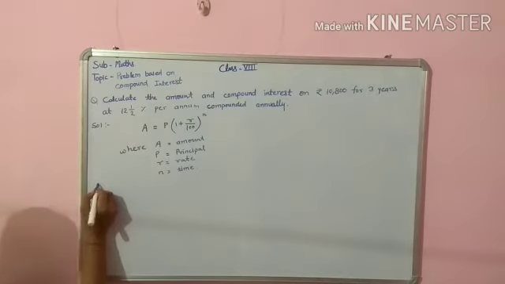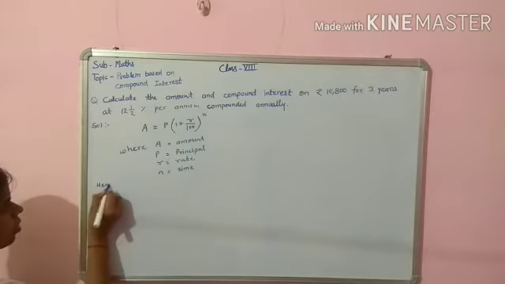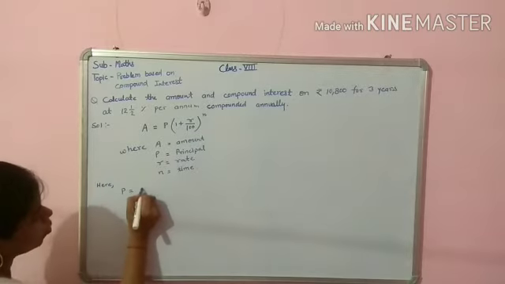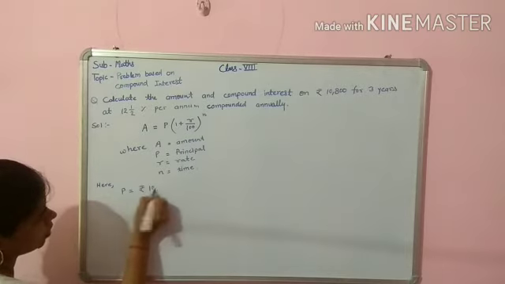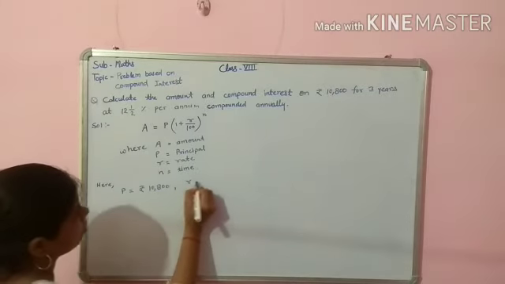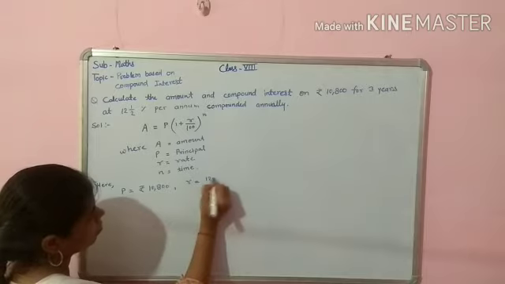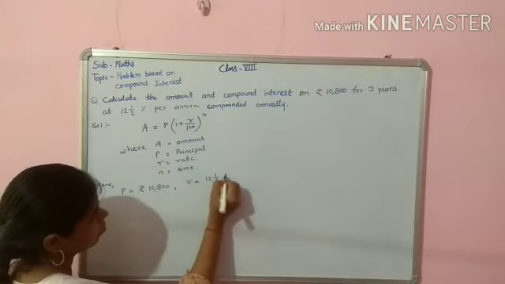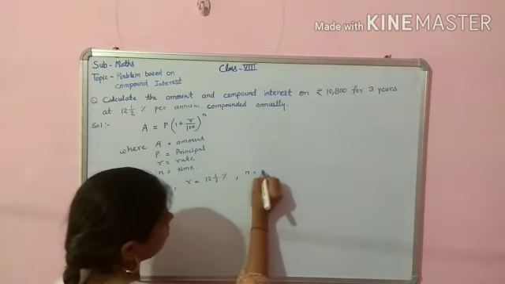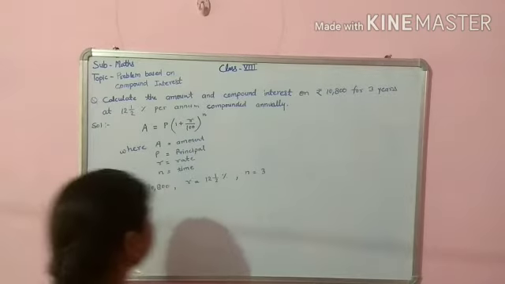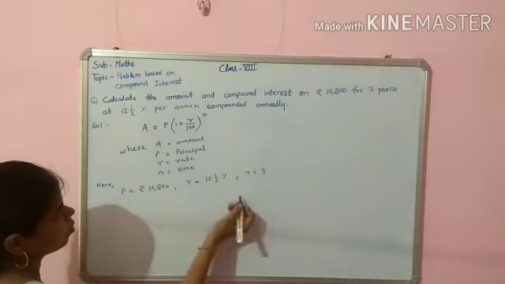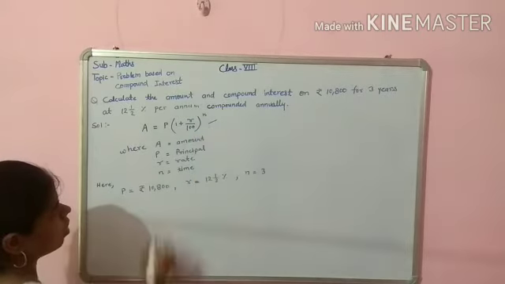Okay, we put here in this question P is rupees 10,800, R equals to 12 1 by 2 percent, and the value of n is 3. Okay, now we put these values in this formula.